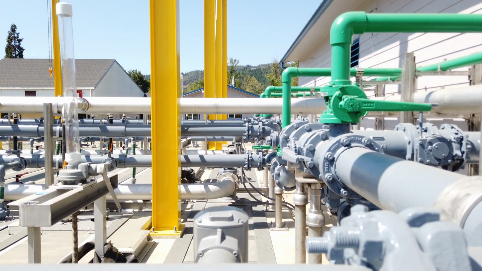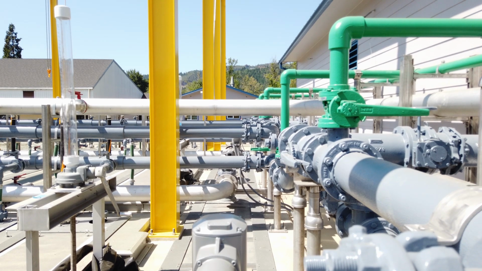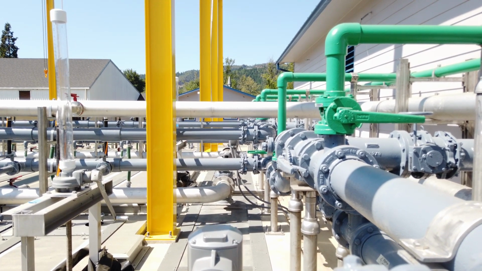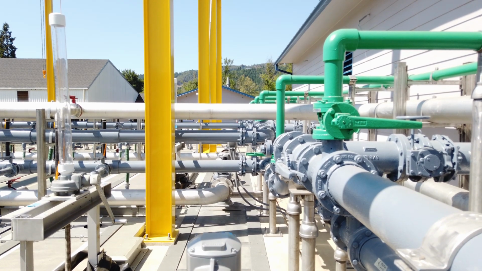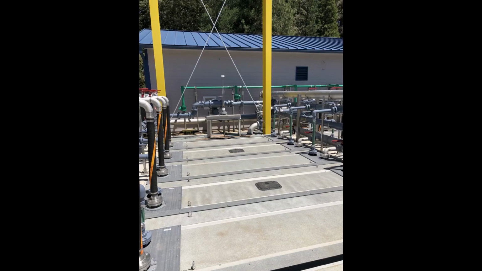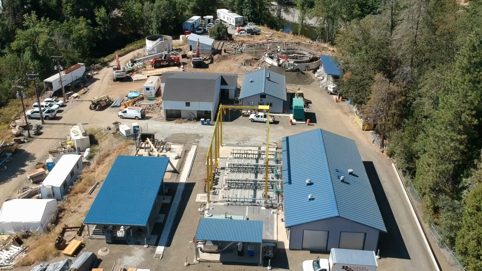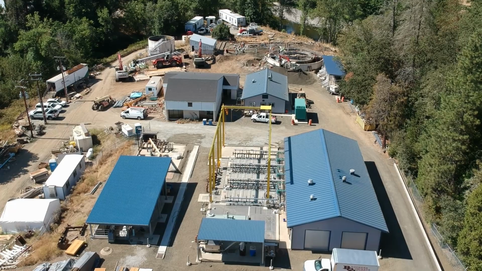Highly nitrified mixed liquor then flows by gravity to the distribution channel. The distribution channel equally distributes the mixed liquor to the 3 MBR tanks. Slide gates are used to adjust flow and, if needed, take an MBR tank out of service. The MBR tanks have membranes installed. There are 3 MBR tanks, each with 5 rows of membranes. Each row has a lower membrane unit and an upper membrane unit.